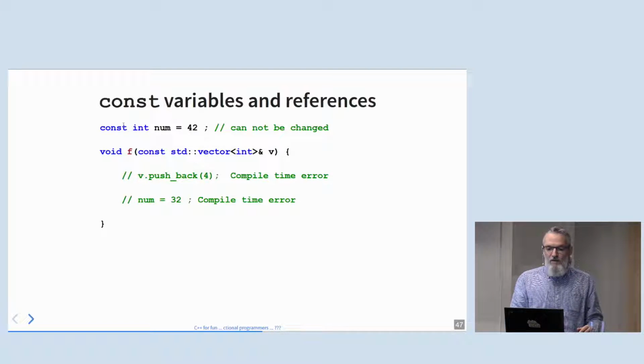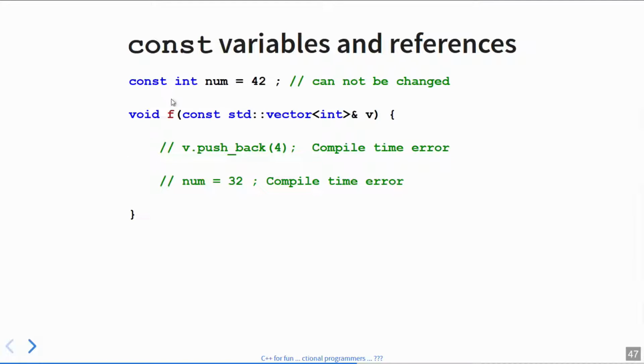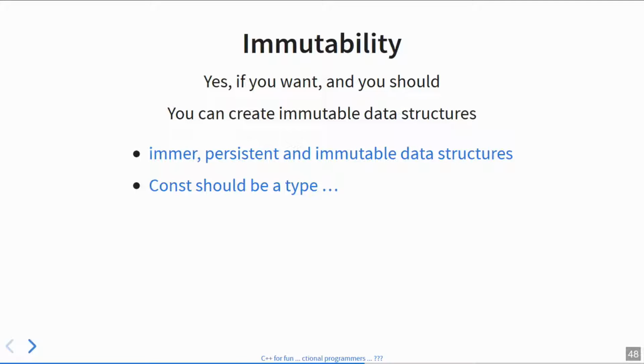But you need to write const, and then you have an immutable number. And then you can use a reference as input. And then this function cannot change the data it gets to work with. So the compiler will reject to compile this code. So you can have const correctness. You just need to be a little bit more verbose. And so we have immutable data if you want.